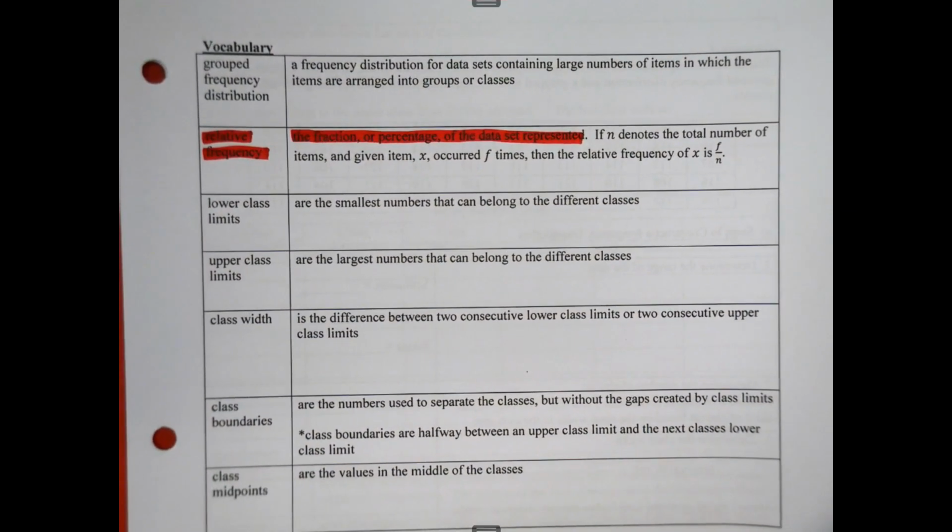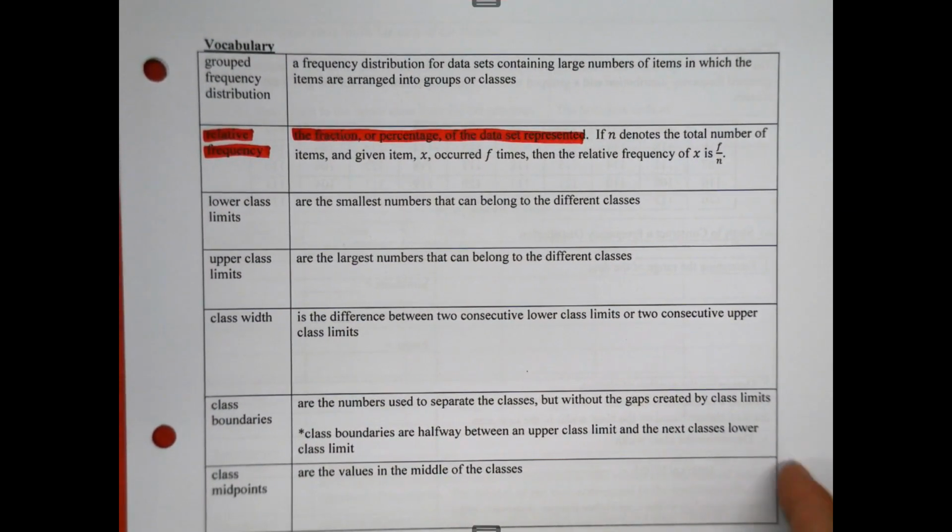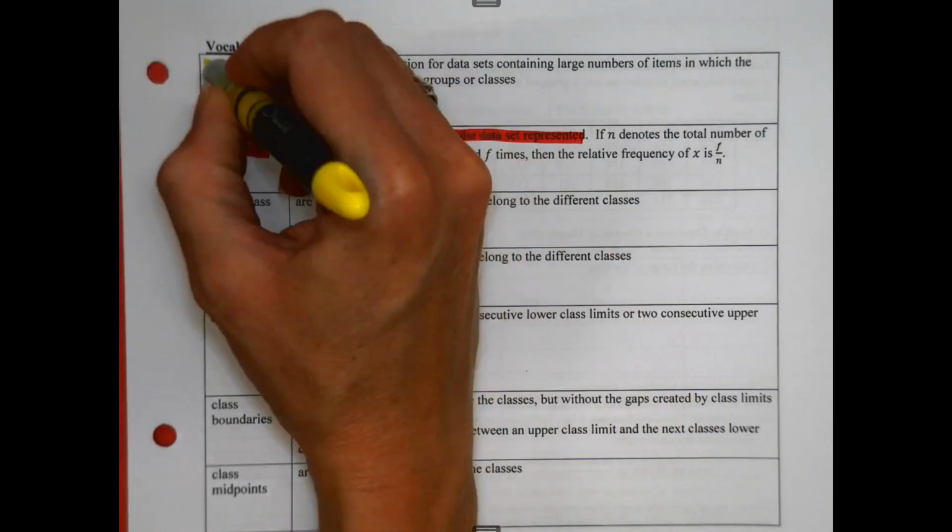Now we're going to look at grouped frequency distributions. That previous one wasn't a grouped frequency distribution. There was only one item within each, what they call class, within a frequency distribution. However, with a grouped frequency distribution, if we have data that covers a wide range, we might want to have more than one item that will fit into each class. So it's a frequency distribution for data sets containing large numbers of items in which the items are arranged into groups or classes.